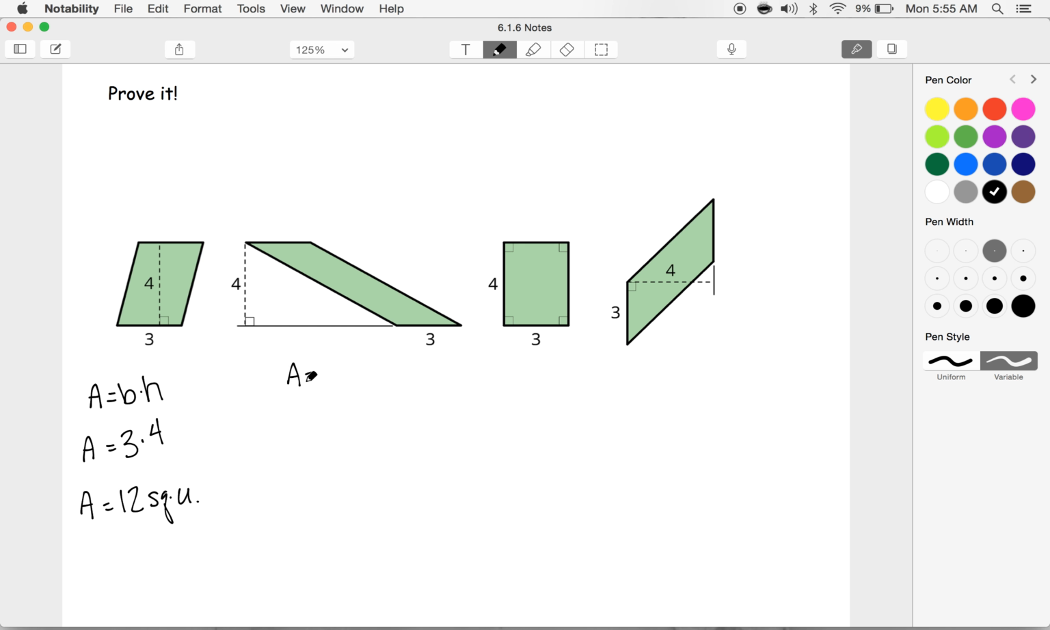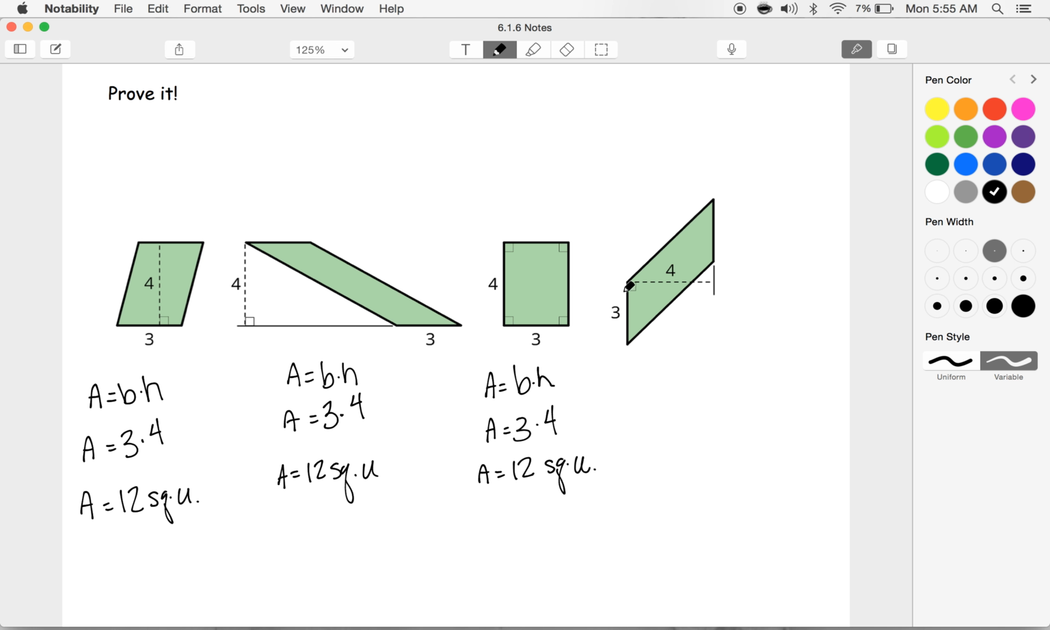For this one, area equals base times height. Area equals, here's my base, which is 3. I need to find a perpendicular height, looking for that 90 degrees, so that's a 4. Area is 12 square units. On this one, area equals base times height. My base is a 3. Here's my perpendicular, so my height is a 4. Area is 12 square units.